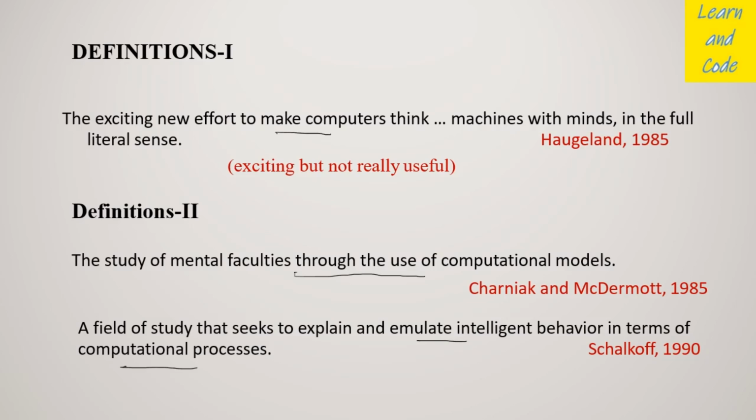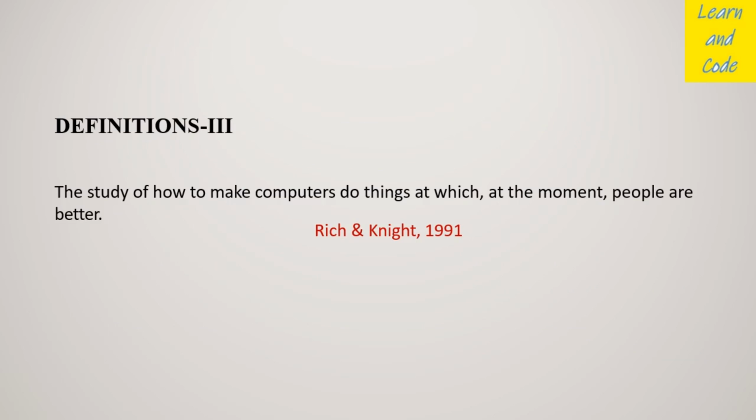See, in the natural sense, we humans are intelligent, so we are trying to emulate that kind of behavior. And how are we trying to achieve it? Obviously with the help of computational processes. The most accepted definition of AI was given by Rich and Knight in 1991: the study of how to make computers do things at which, at the moment, people are better. How can we make computers do those things which we humans do better?